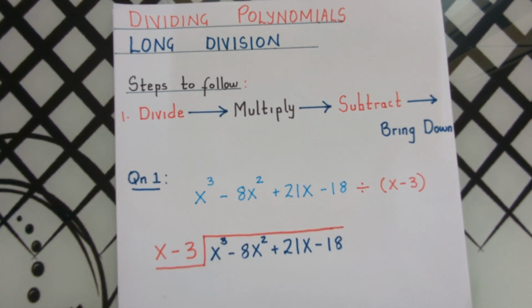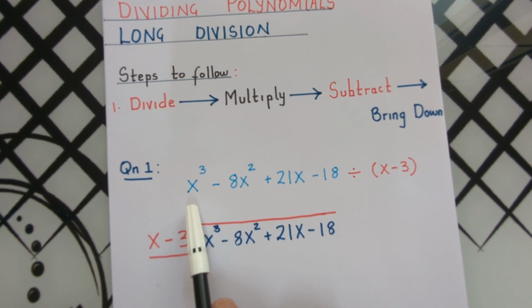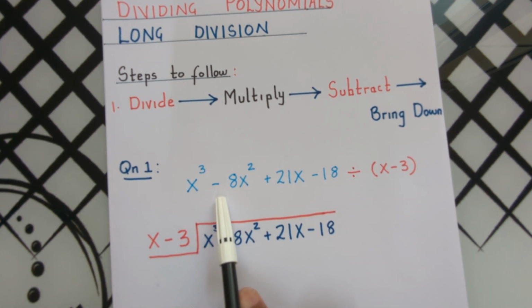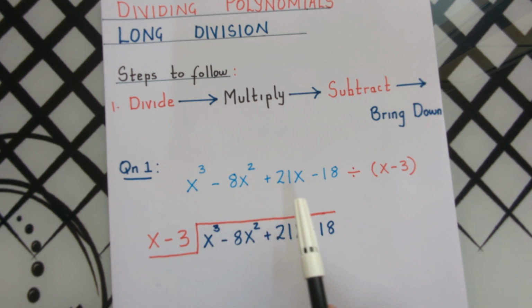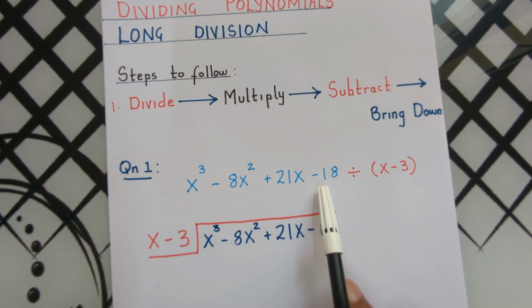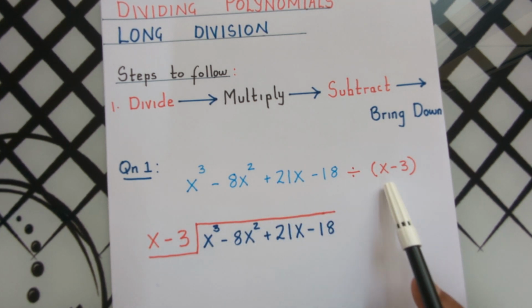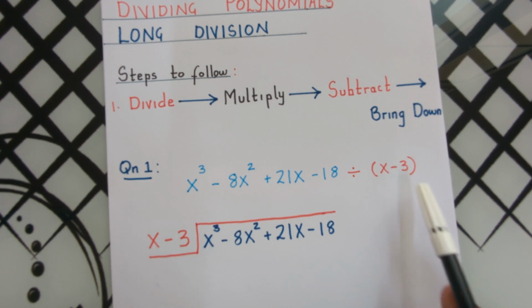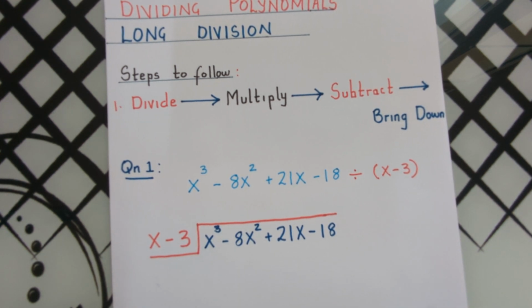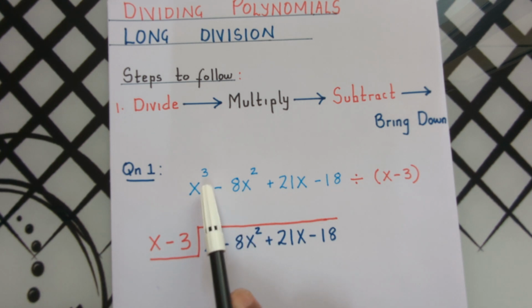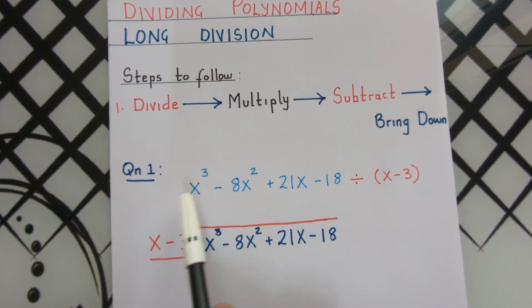So let's look at our first example, which says x to the power 3 minus 8x to the power 2 plus 21x minus 18 divided by x minus 3. The first thing that you need to check is to make sure that your polynomial is arranged in descending order according to the exponents.